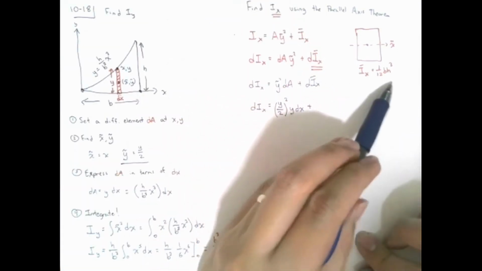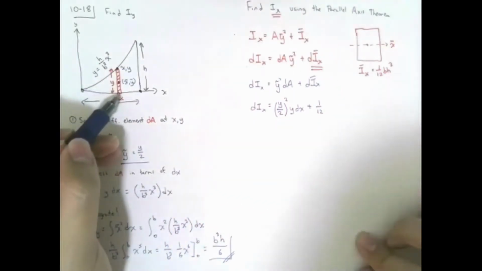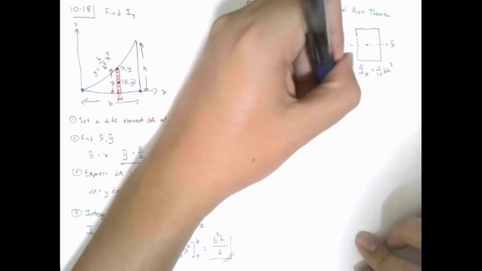And then the centroidal moment of inertia is 1 over 12 base times height cubed. So I'm going to write 1 over 12. The base of this rectangular element is dx. The height of this rectangular element is y. Therefore, it's 1 over 12 y cubed dx.